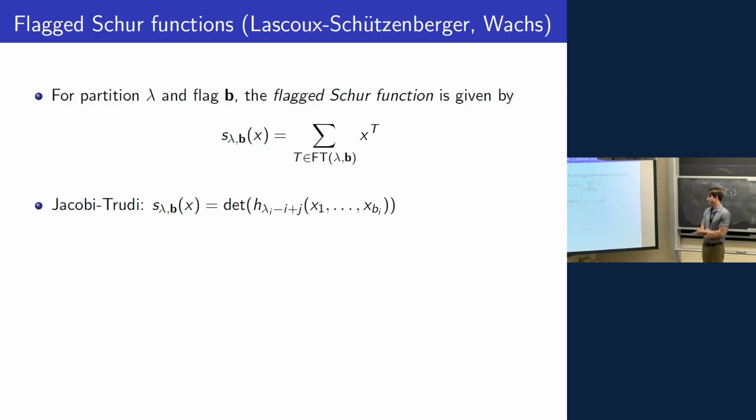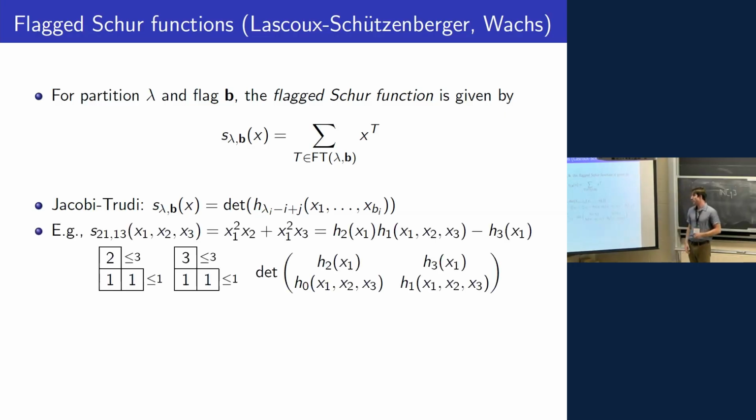For those who are more versed in the symmetric function theory world, I'll just mention there is an associated Jacobi-Trudi-like formula. If this doesn't mean anything to you, don't worry about it. But as an example, from our example before, if we have our shape 2, 1, flag 1, 3, then this is our flag Schur polynomial. It's just the sum of those two binomials.